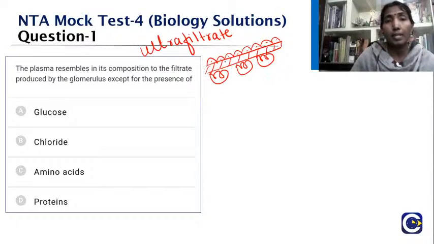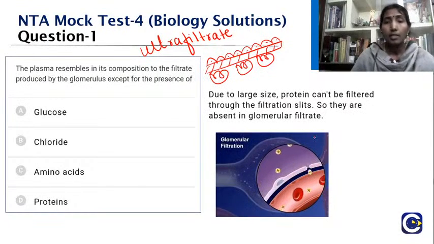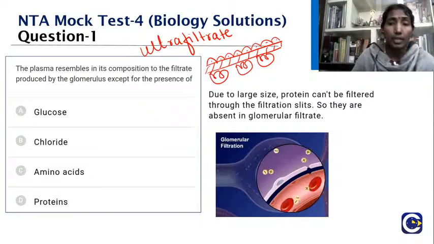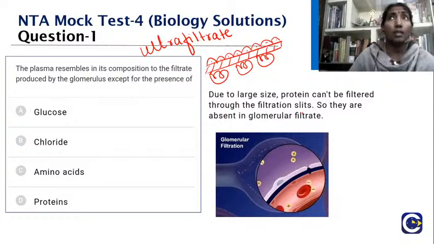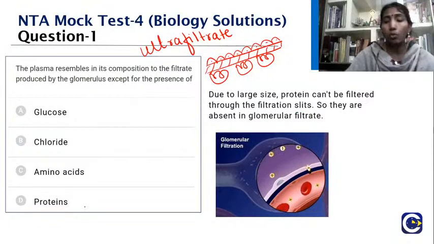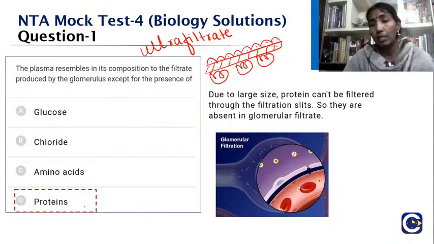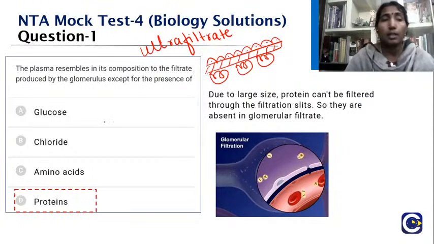This basement membrane is basically negatively charged, so it will not allow the proteins or the RBCs to pass through. See here, it will not allow the charged particles of large size. So the proteins cannot get filtered, nor the RBCs. You don't usually find them in the glomerular filtrate, nor in the urine. So the option would be proteins. That is the right answer.